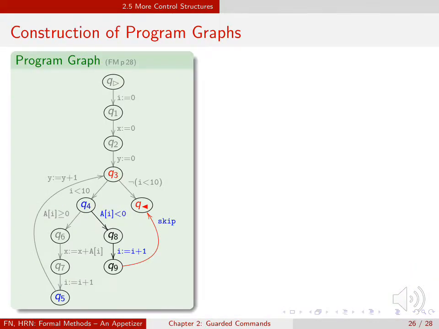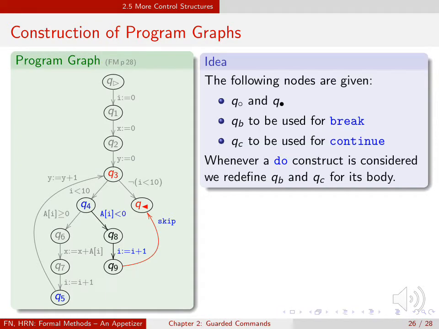Once more, consider the program graph for our program with the break. In the general construction of a program graph, we need the following information. The start and end nodes, Q open circle and Q close circle, as before. An additional node QB to be the target for a break, and an additional node QC to be the target of a continue.